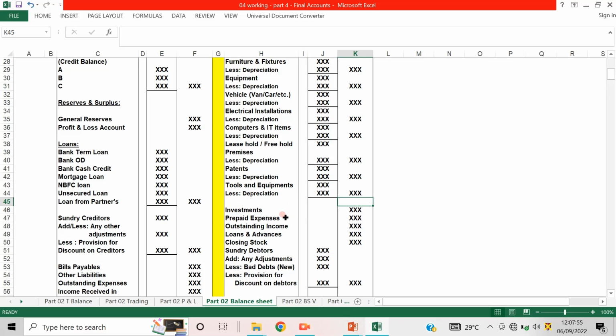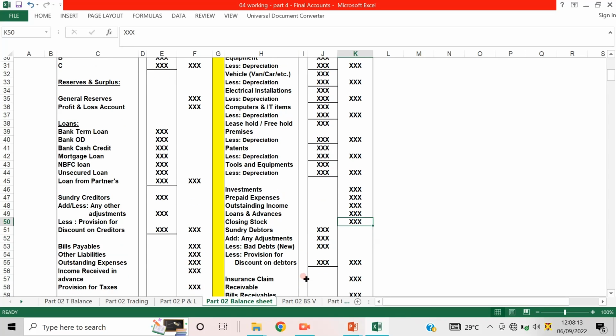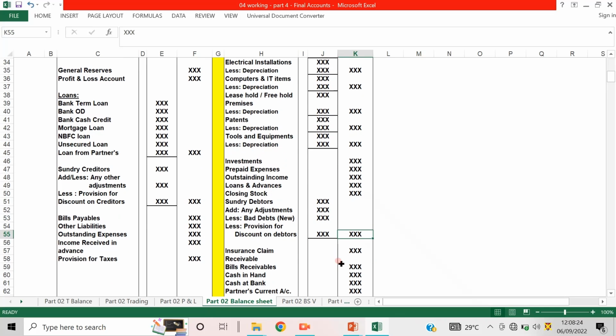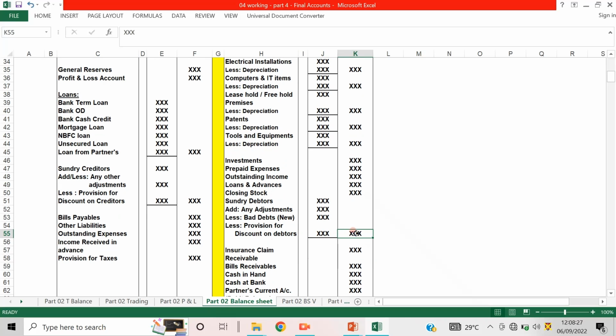Then investments, asset side; prepaid expenses, asset side; outstanding income, asset side; loans and advances, asset side; closing stock is an asset, sundry debtors is an asset, and any adjustments and bad debts written off are also deducted, minus provision for discount on debtors, and after deducting all this, the net balance that comes will be taken in the outside column. So that is sundry debtors, an asset.